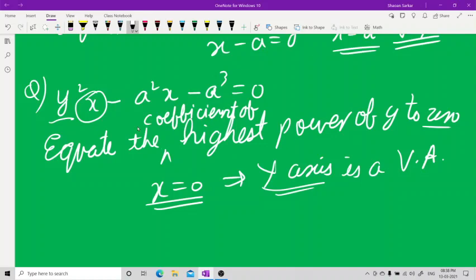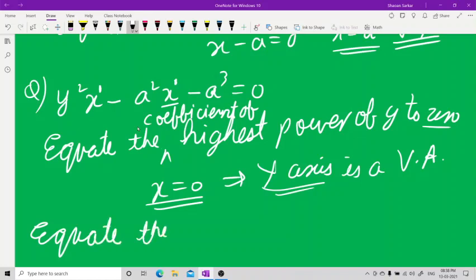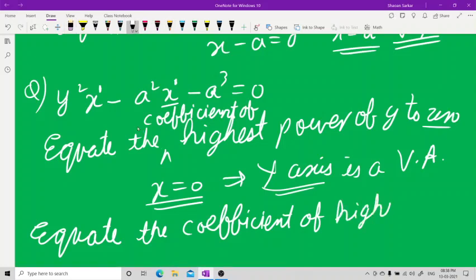Next, take the coefficient of the highest power of x. The highest power of x is 1 in both of these. Here also 1, here also 1. The highest power of x is 1. So equate the coefficient of highest power of x to 0.